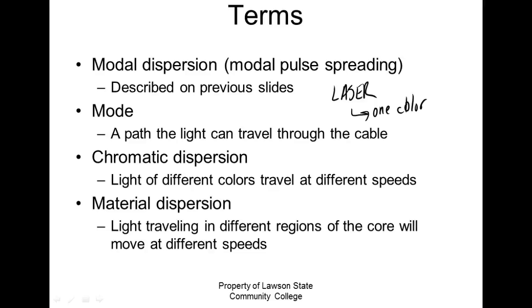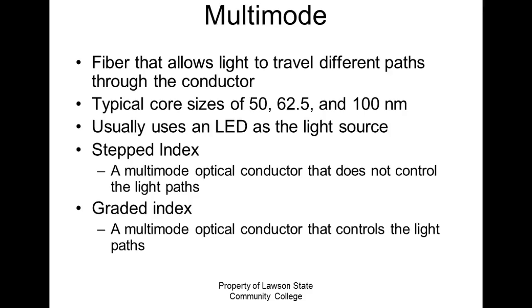So light travels to different regions of the core and will move at different speeds. So if we can make it travel in the same region, then we get really, really good signals and really good speeds, right? Are we okay so far? A lot of stuff. Multimode fiber, this is what we're dealing with.